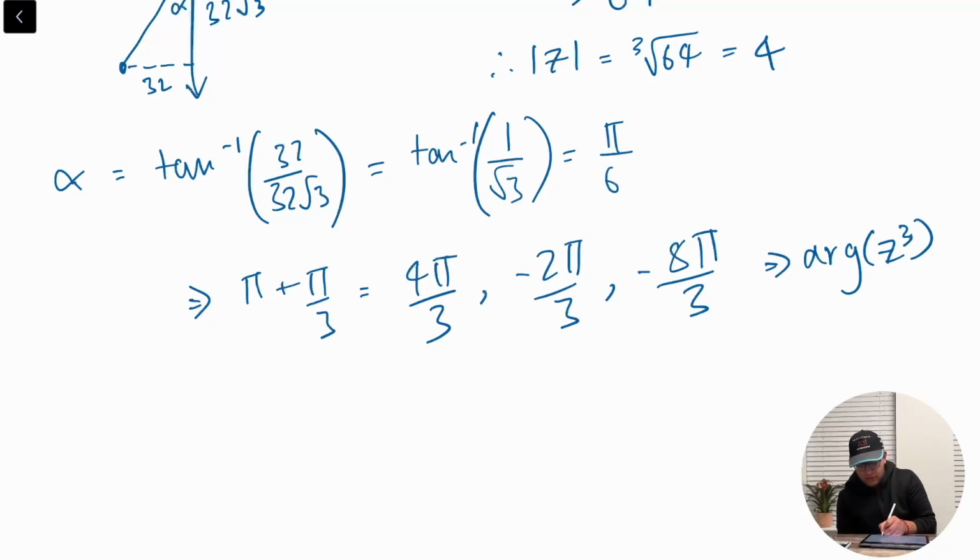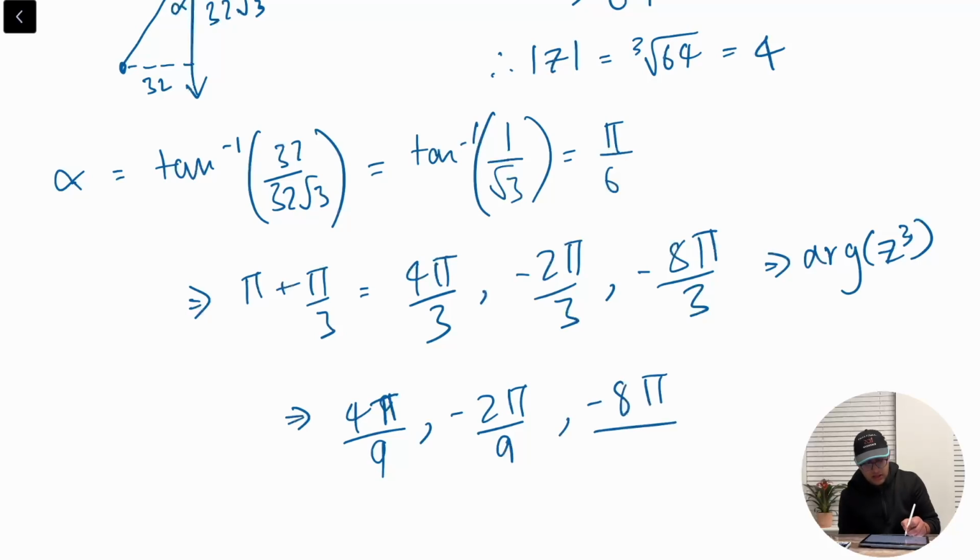So when we go to find the arguments of z, the actual answers are going to be divided by 3, which is going to be 4 pi over 9, minus 2 pi over 9. And now this one will become in range, which is going to be minus 8 pi over 9.